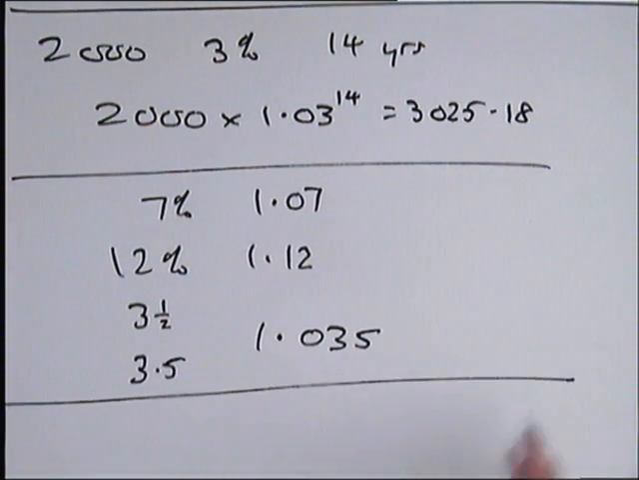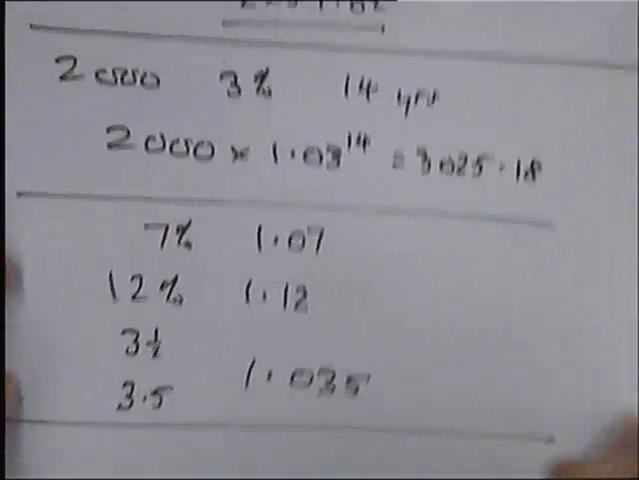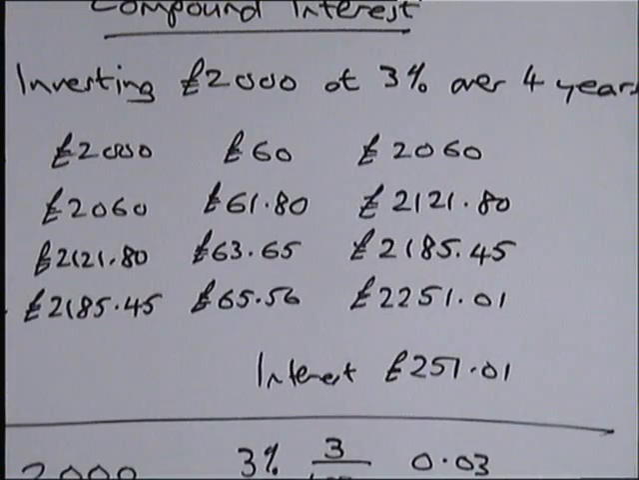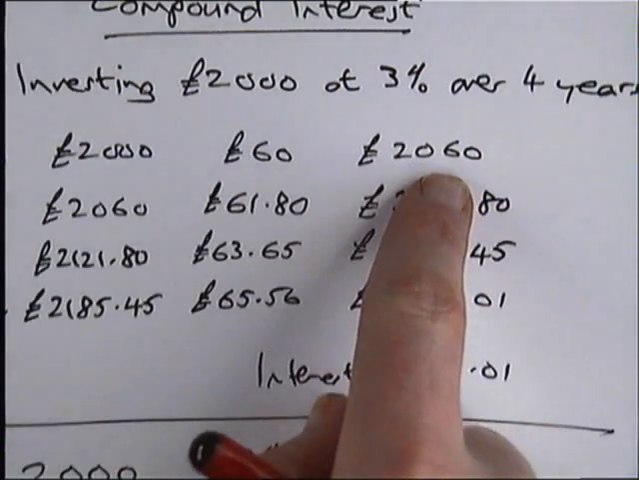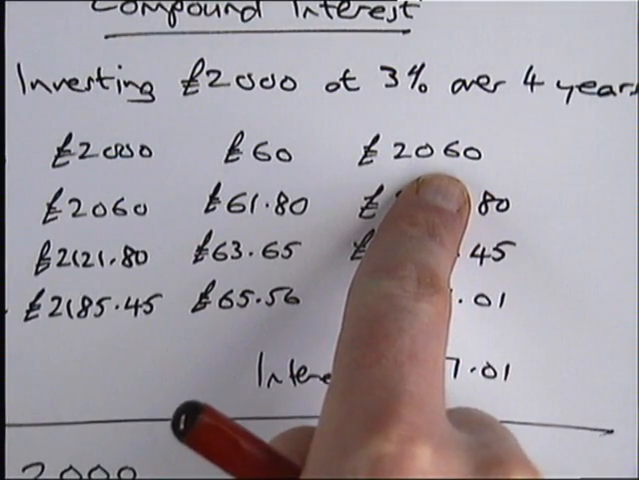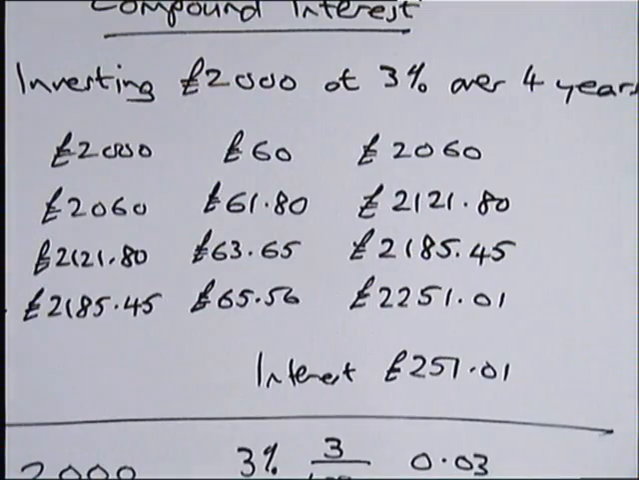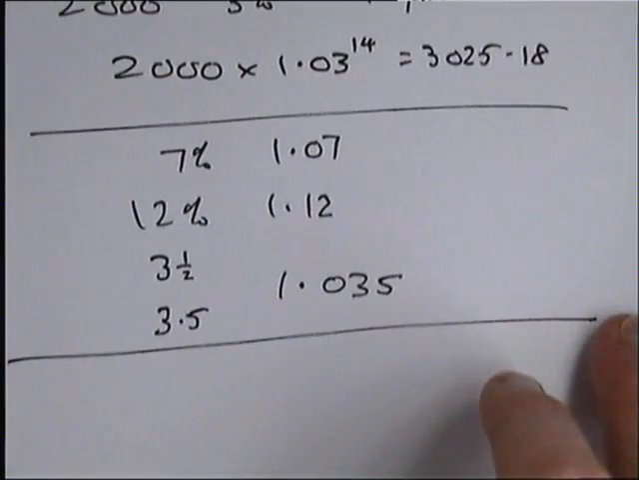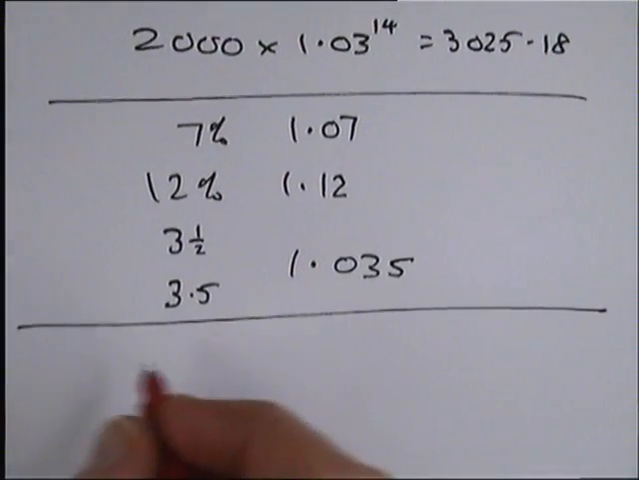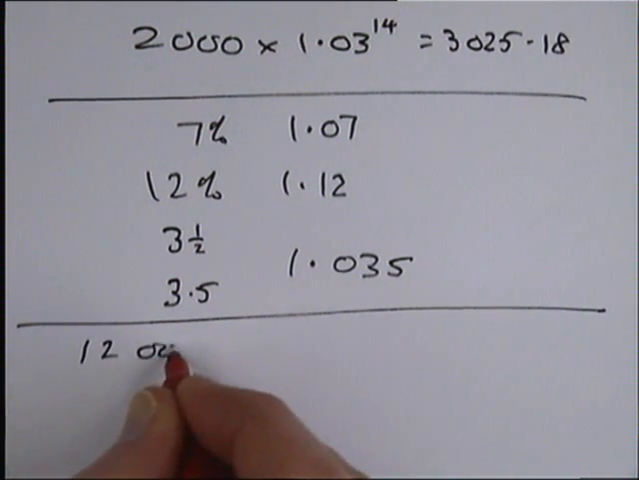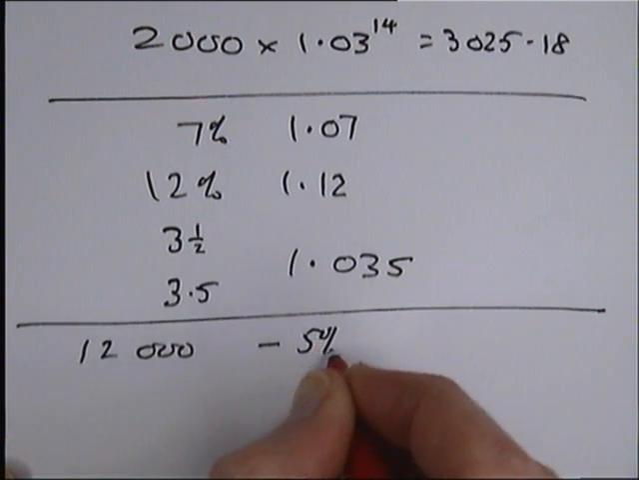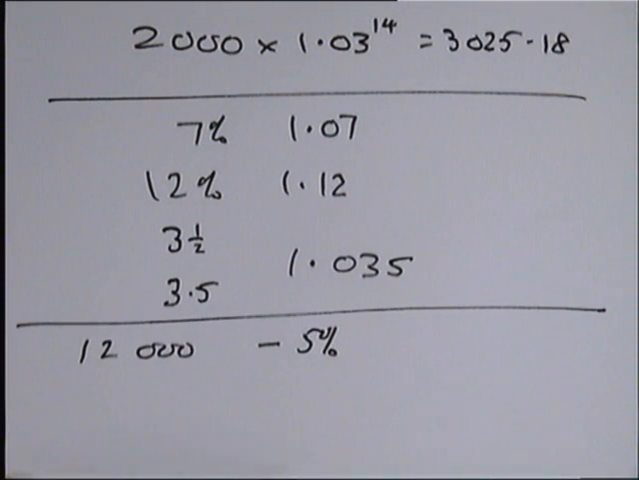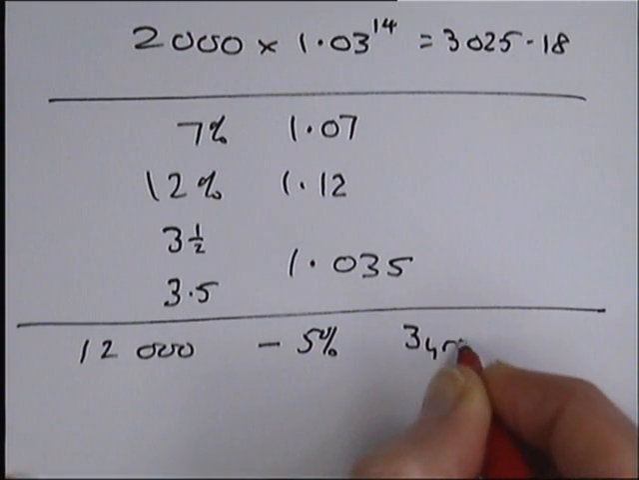You can also use this method if you're decreasing. If you're doing it using the table we had at the beginning, then once you've found your percentage, you just take it off. So this number over here would have been £2,000, take away 60, and you just take it away each time. If you are decreasing and you're doing the quick method, say you had a car that started off worth £12,000 and it lost 5% of its value each year, and it had it for 3 years.